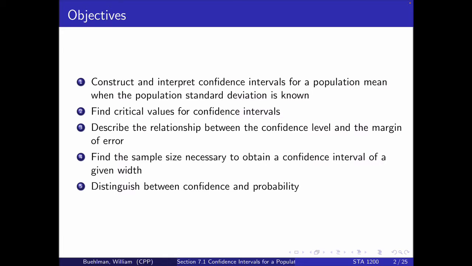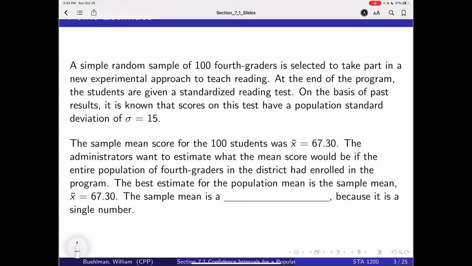and probability. A simple random sample of 100 fourth graders is selected to take part in a new experimental approach to teach reading. At the end of the program, the students are given a standardized reading test. On the basis of past results, it is known that scores on this test have a population standard deviation sigma that is equal to 15. The sample mean score for the 100 students was X bar, which is 67.30. The administrators want to estimate what the mean score would be if the entire population of fourth graders in the district had enrolled in the program.